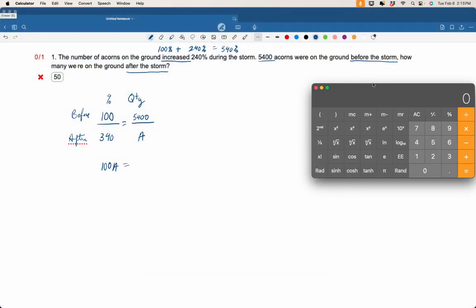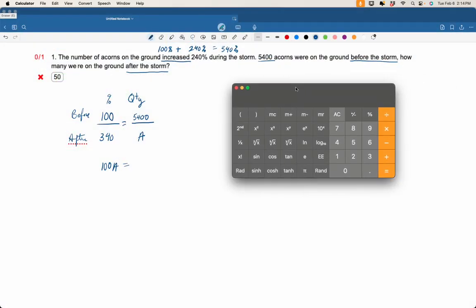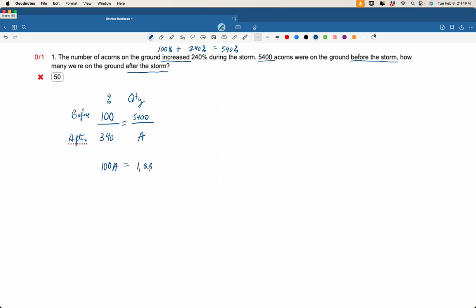Let me get my calculator. So if I do 340 times 5,400, we get 1,836,000. So 1,836,000. Divide both sides by 100. Then A is going to be equal to 18,360. That's how many acorns we have after the storm.